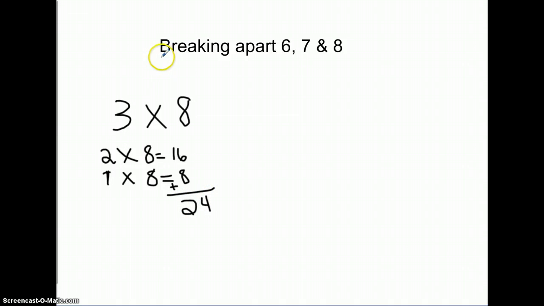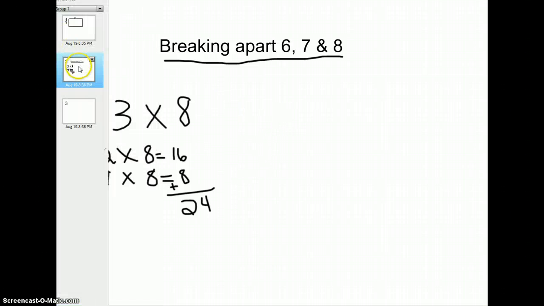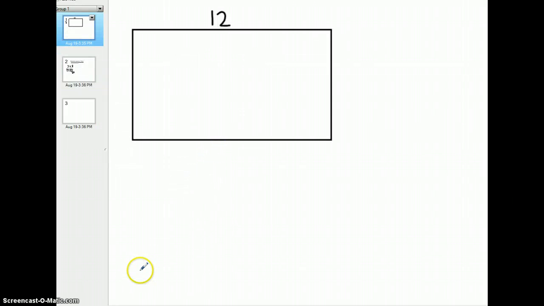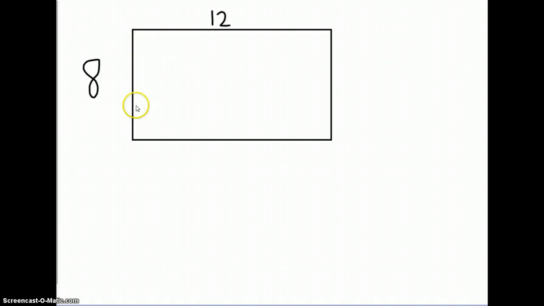Okay, today we're going to do the same thing, except we're going to break apart 6, 7, and 8. So what I would like you to do right now is push pause and write this in the next blank spot in your notebook, breaking apart 6, 7, and 8. What you need to do now is, here's our example for today that we're going to go over. You can draw a large rectangle, and label the short side 8, and the long side 12.